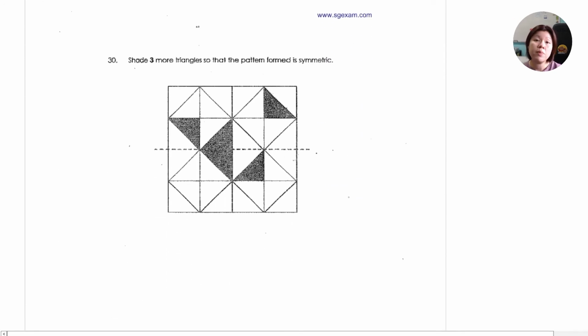Okay, now is symmetry again. This is my mirror, the dotted line. So I need to shade those that are missing. 3 more triangles. I start from the top. On my spot 1, I do not have here. And then here have, here also have. Here, but here is missing. This is the second one. I have here, but I don't have here. So I need to shade here.